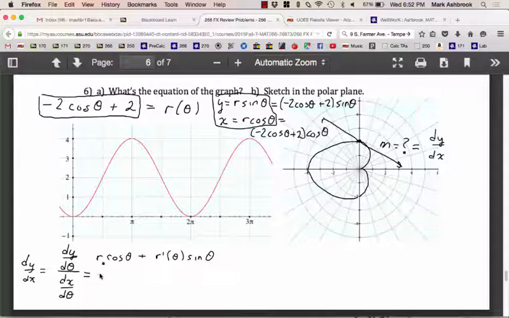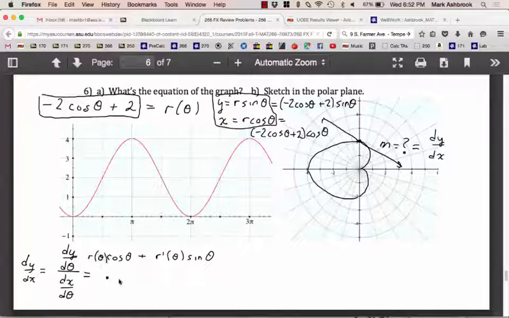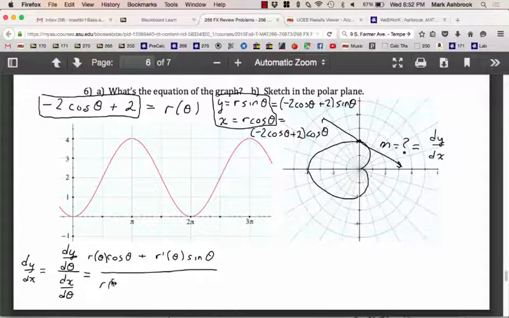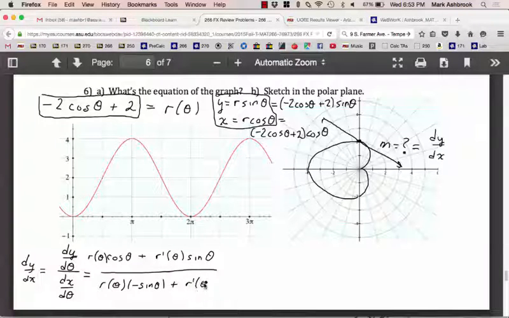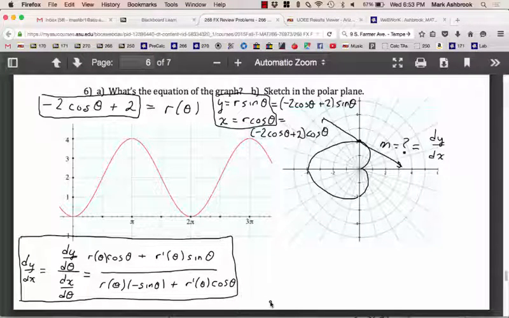And this is r of theta, our function. Then dx/d theta is r of theta first times the derivative of the second, negative sine theta, plus the derivative of the first times the second. So for any r of theta function, this is what dy/dx is, the slope of the polar curve. That's a generic formula that will be true no matter what r of theta function we have.